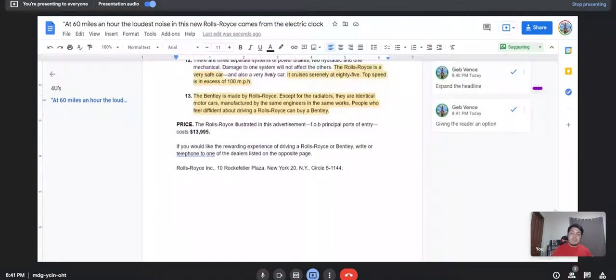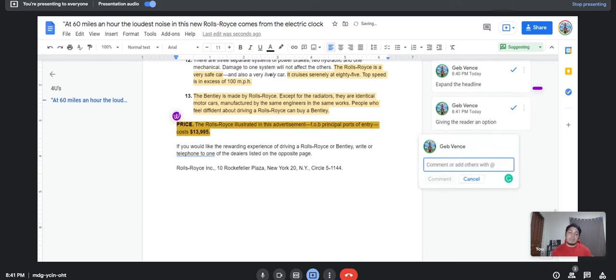Price. Okay, this area talks about the offer na. The Rolls Royce illustrated in the advertisement, FOB principal ports of entry cost $13,995. So, talks about the price. Mind you guys, whenever you're doing copy, you always have the price. You always have the whole offer as much as possible.